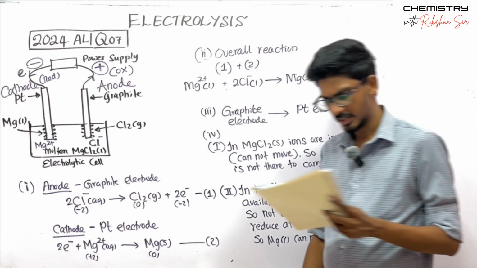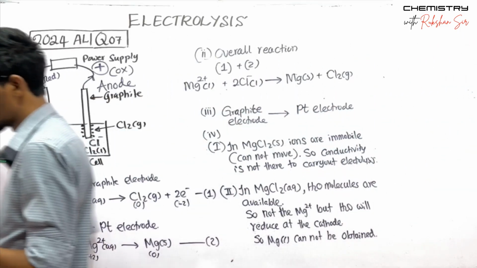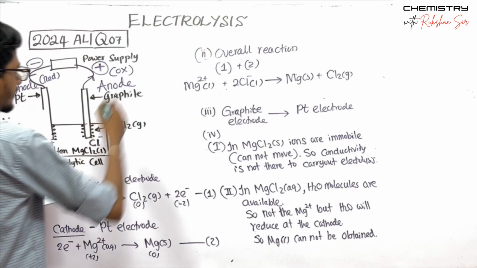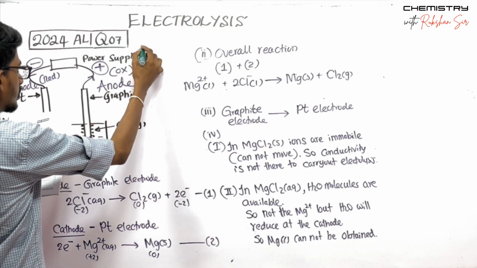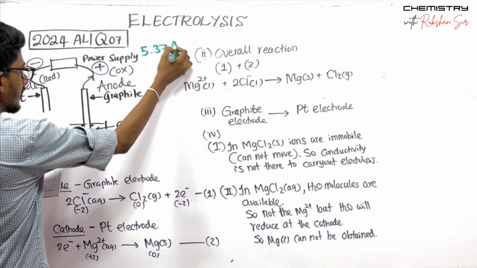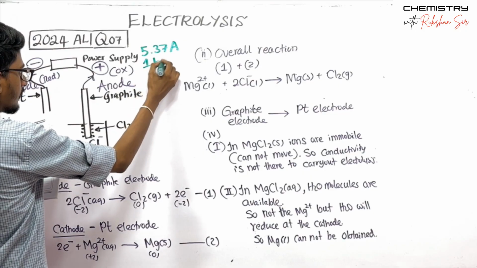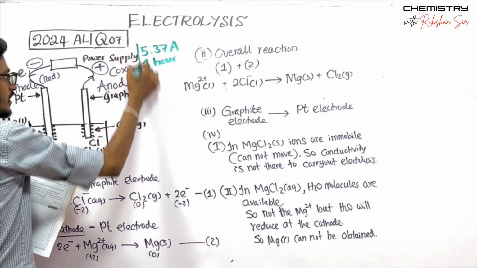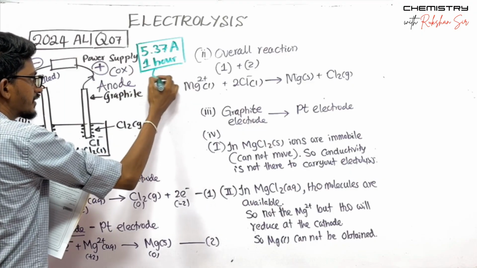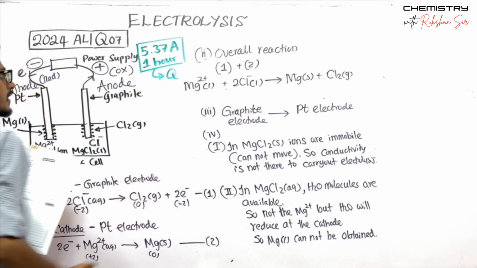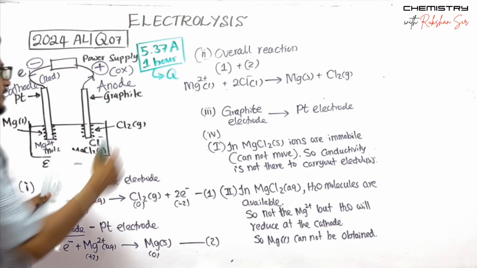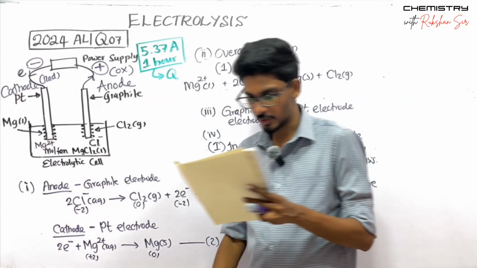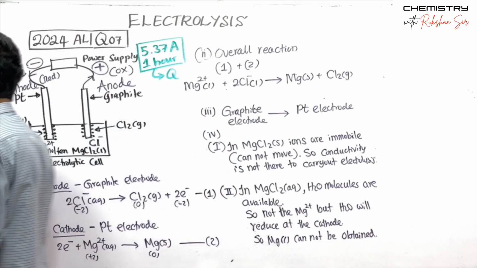Let's do the calculation. If 5.37 ampere current is passed through this cell for 1 hour, so power supply, right, given you 5.37 amperes for 1 hour. So I and T terms are there. So these will lead you to the charge, Q equals IT. So charge is provided. And what they are asking is to calculate the volume of Cl2.